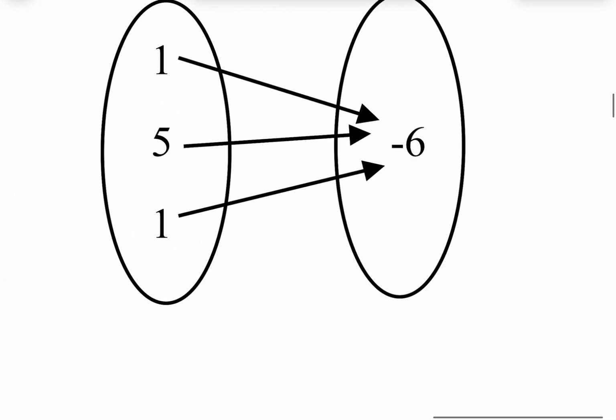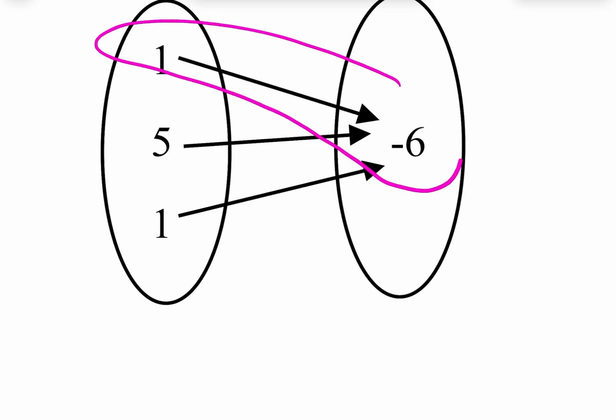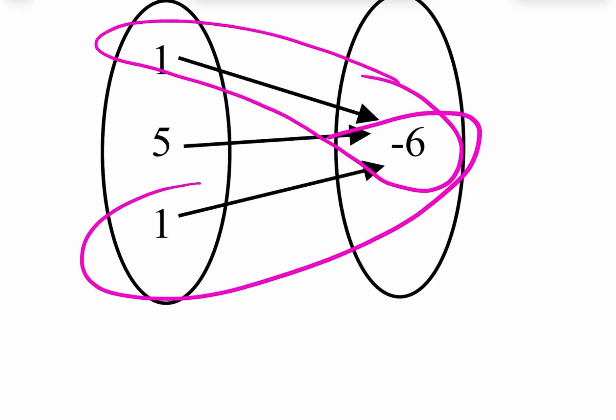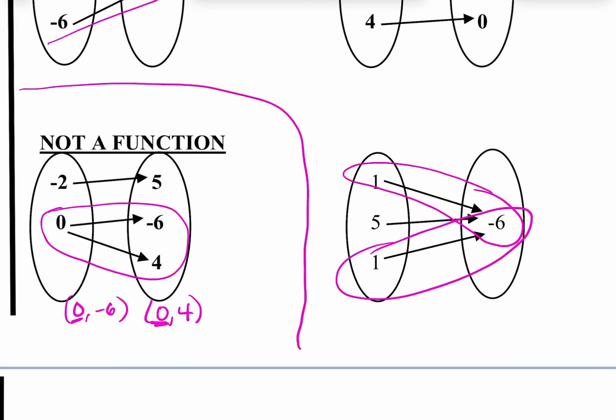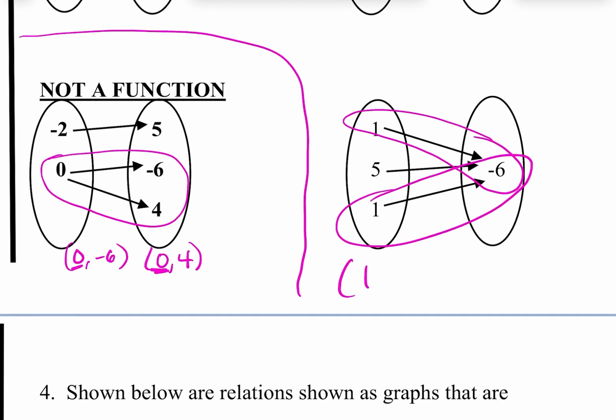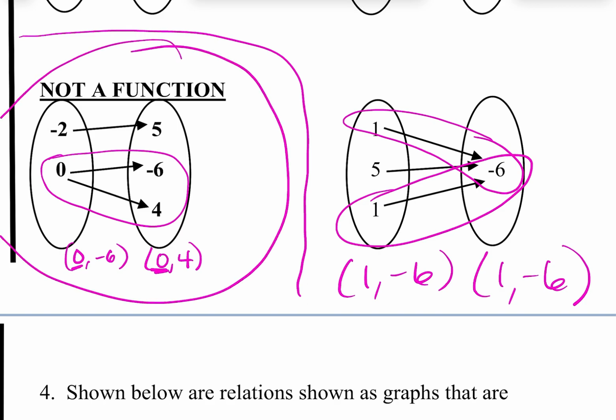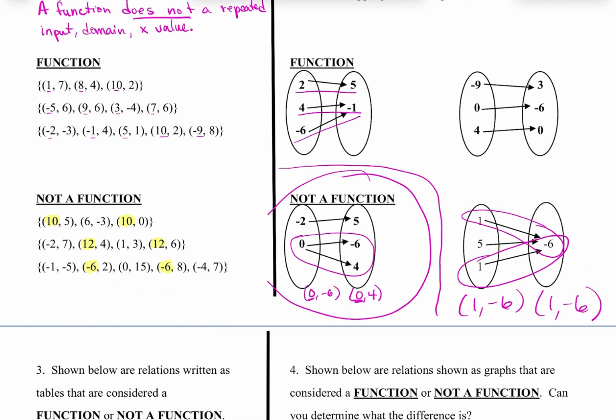Over here, it may look like this is a function, but look at this. That's a 1, and this is also a 1, but they're going to the same thing. FYI, this is a function because 1 is only going to one thing. 1 may have been written two different times, but that is actually a function. This is the only one right here that is not a function. All of the rest of them are functions.